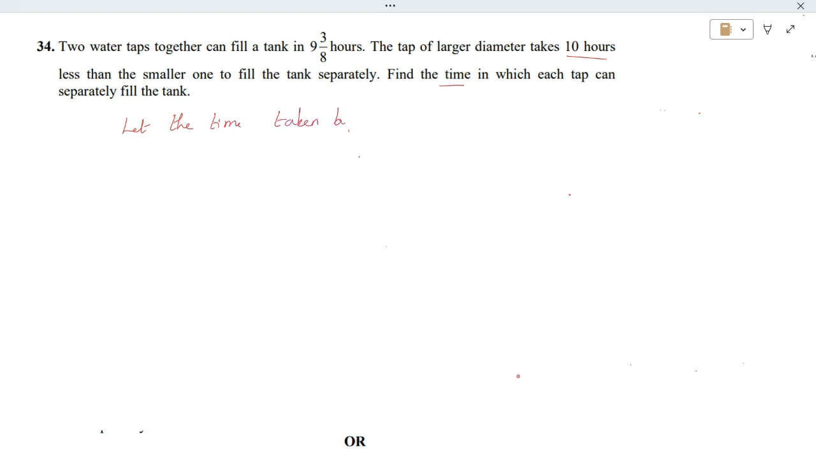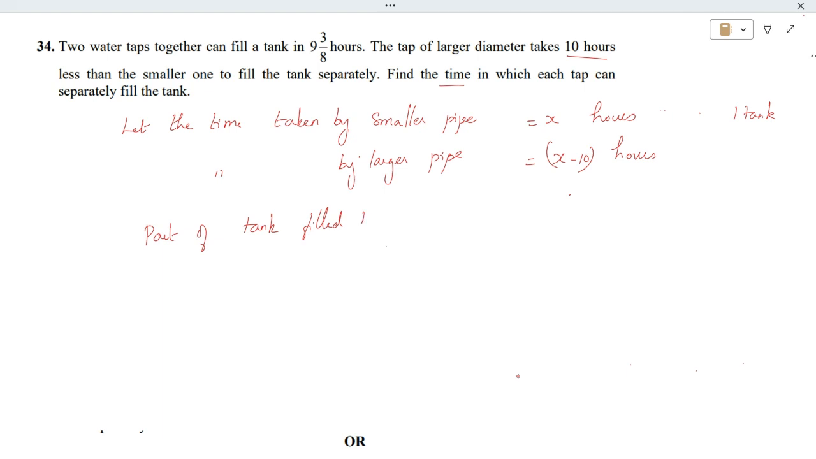taken by the smaller pipe to fill the tank will be x hours, right? Similarly, the time taken by the larger pipe. They already said it is 10 hours less, so it is x minus 10 hours. So both pipes fill the complete tank, the one tank, isn't it? Now I want to find the part of the tank that is filled in 1 hour. So the part of the tank filled in 1 hour by the smaller pipe is going to be 1 by x. Similarly, the part of the tank filled by the larger pipe in 1 hour is going to be 1 by x minus 10.